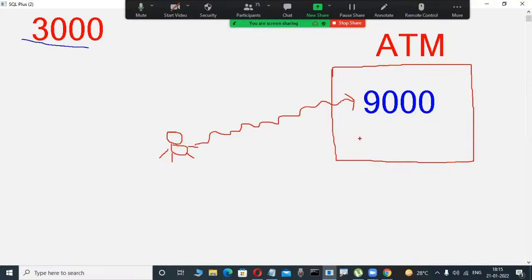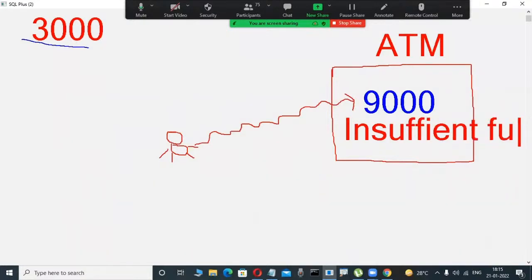In this case, it will give a message. You are observing on your ATM machines, maybe some message will be displayed. Suppose insufficient funds is the message. Why? Because here your balance is low, 3000, but you are trying to retrieve more than 3000, that is 9000, 8000, 7000 like that. How is it possible? In that case only, an insufficient funds message will be displayed.